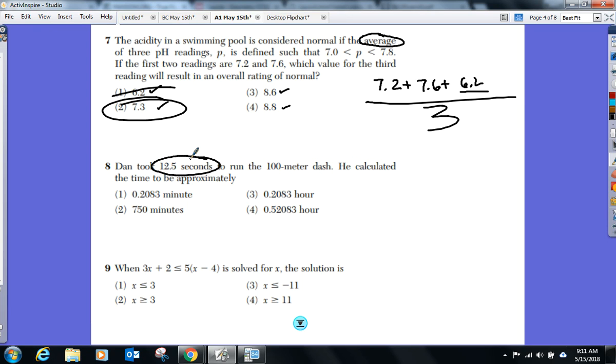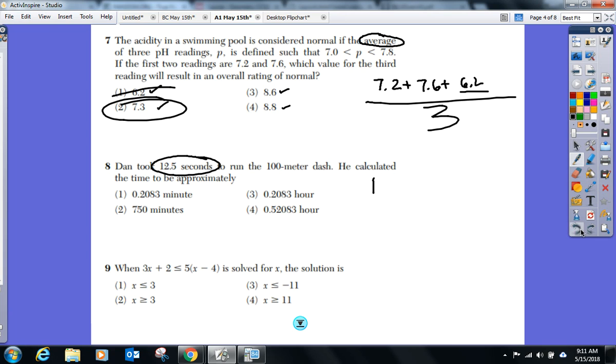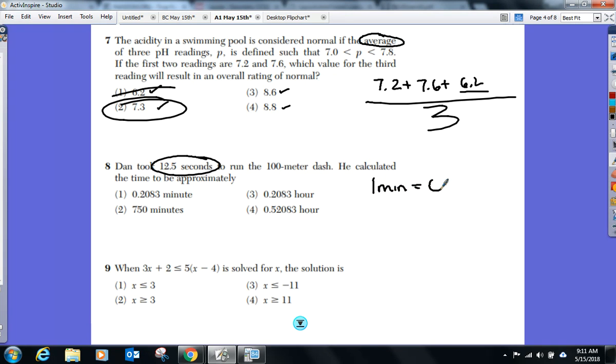Seconds. How many in a minute? So I would try to set up something. 1 minute equals 60 seconds, right? Everyone's pretty clear on that one? How many seconds did he run it in? 12.5 seconds, right? How many minutes are in 12.5 seconds? Should be less than 1, right? Should be less than 1.